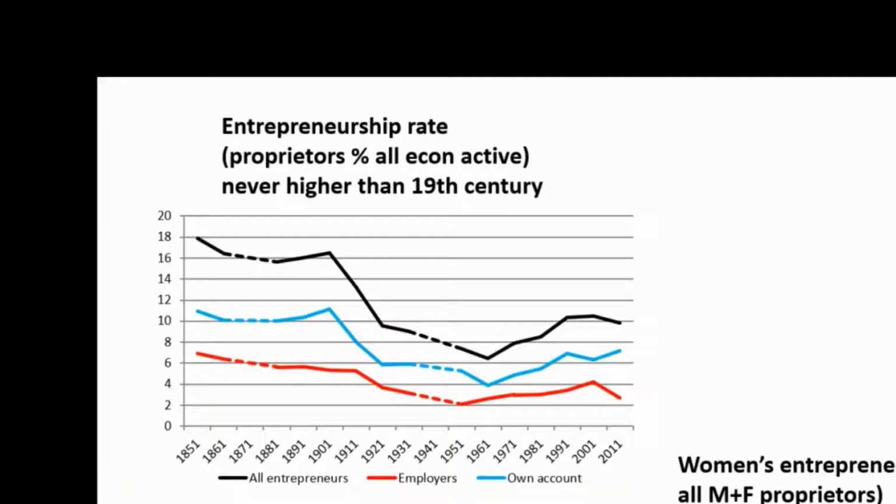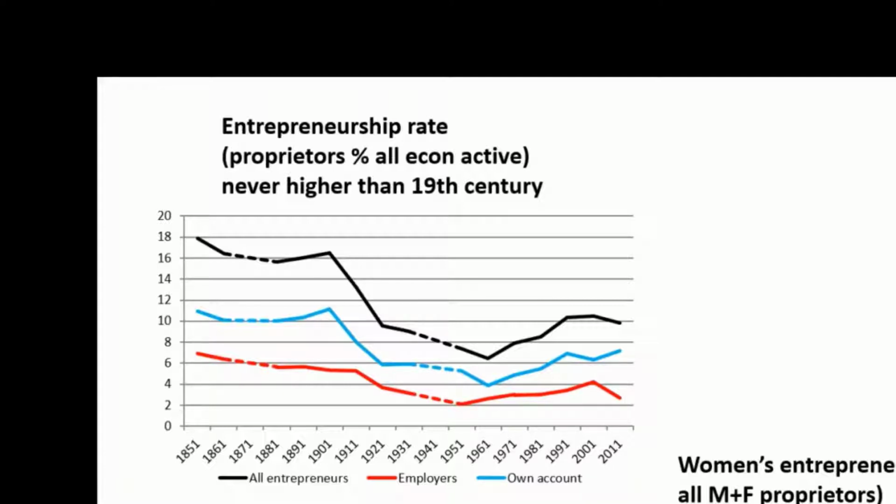The historic high levels were very much dependent on the number of own account proprietors. Own account proprietors were those who employed no one else. They were just self-employed on their own. There were an awful lot of them. Their rate of entrepreneurship was 10% of the working, economically active population. Employers were also more numerous then than in the past. They were 6 to 7% of the population.